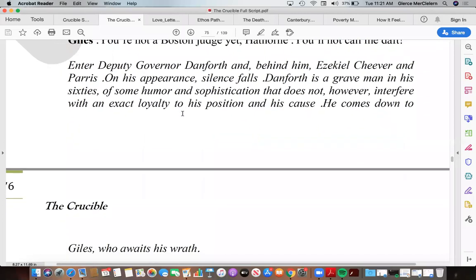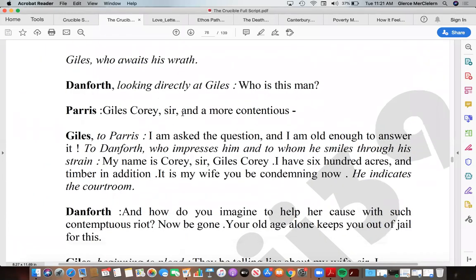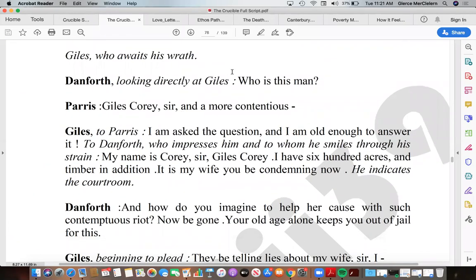On his appearance, silence falls. Danforth is a grave man in his 60s of some humor and sophistication that does not interfere with an exact loyalty to his position and cause. He comes down to Giles, who awaits his wrath. Anybody want to read Danforth?